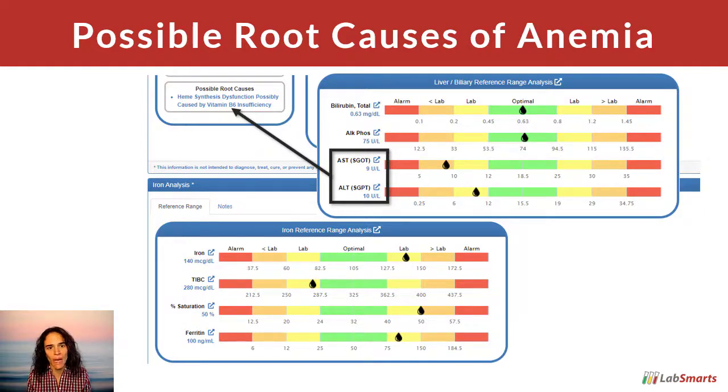Based on all these patterns, the software automatically narrows down the possible root causes for you very quickly to tell you that in this case, the possible root cause that we uncovered earlier was heme synthesis dysfunction, possibly caused by vitamin B6 insufficiency, sideroblastic anemia.